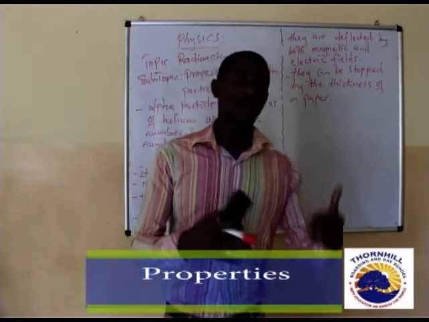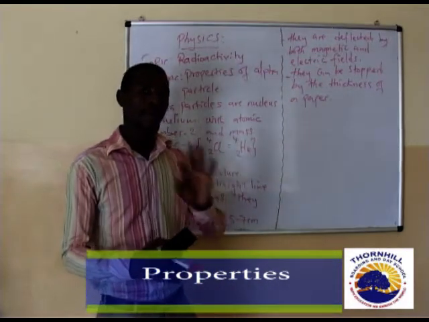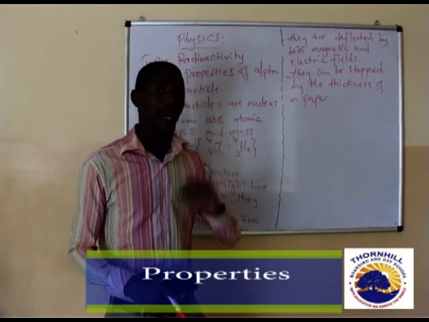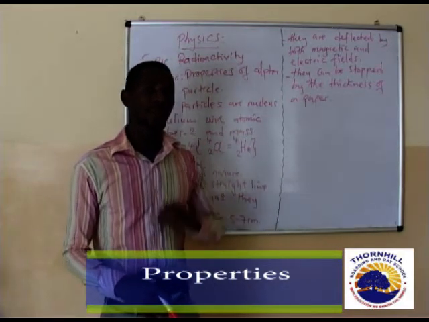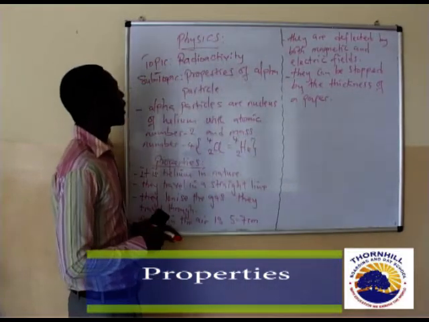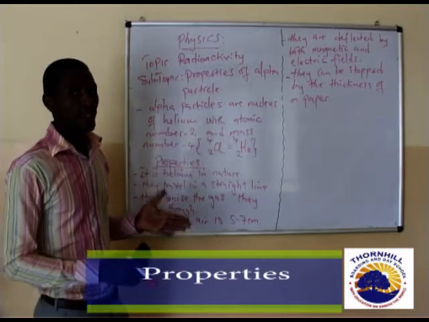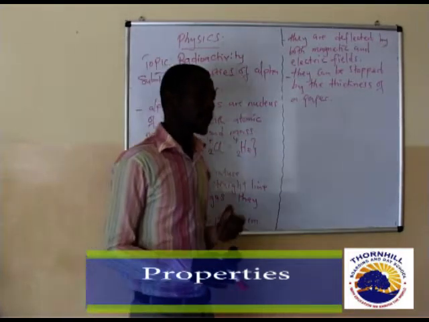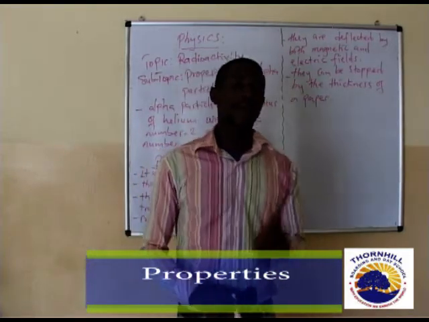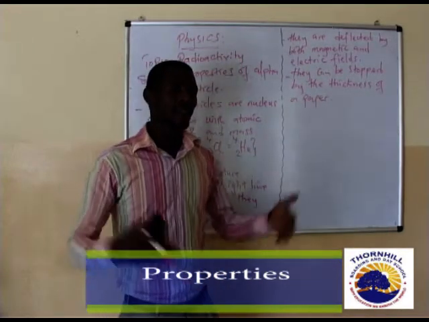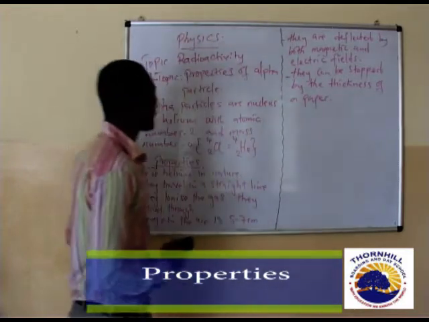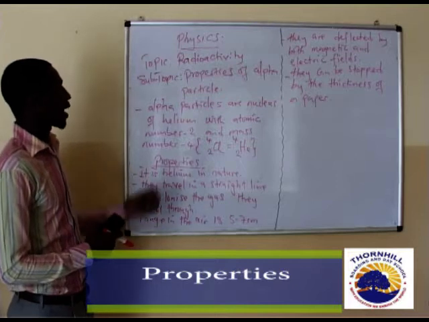So now, today we are going to look at the properties of one among the three types of radiations that can possibly be emitted by a radioactive material, a substance that is able to release energy, which we call radiation. The one that we are looking at today is the properties of alpha particles. An alpha particle is simply a particle that is usually emitted by a radioactive material when its unstable nucleus is disintegrating.